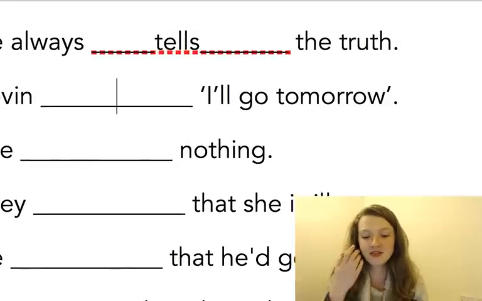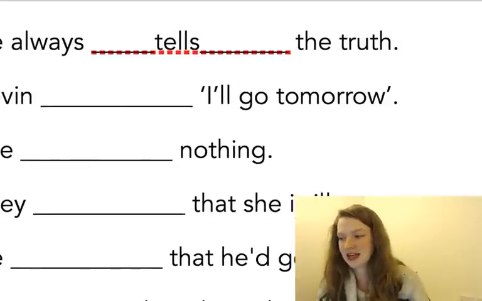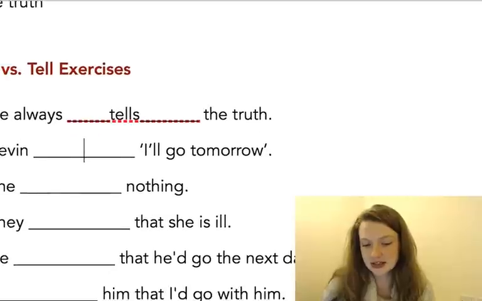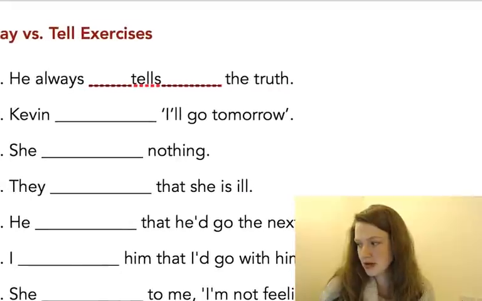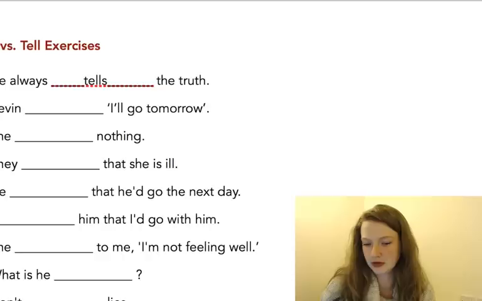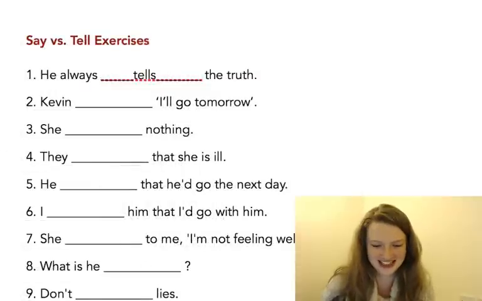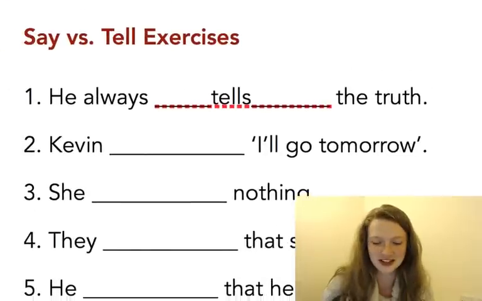Number 2, Kevin. What do we think about Kevin? Oh, sorry guys, you can't see very well, can you? Okay. Let's zoom out. It doesn't want to move across. Hold on. There we go. Now you can see it. Okay, there we go. Now we can see better.